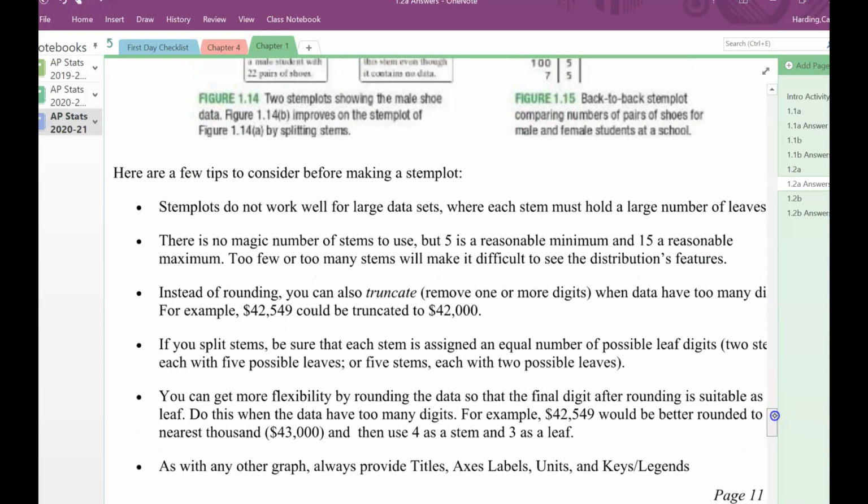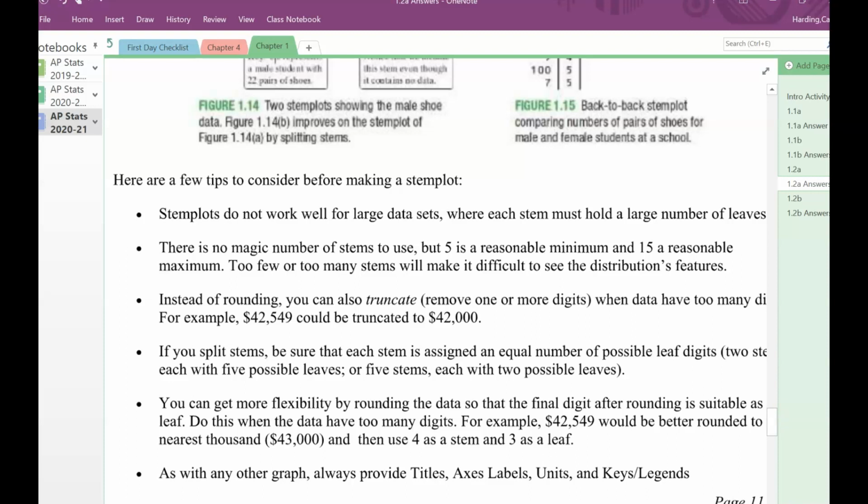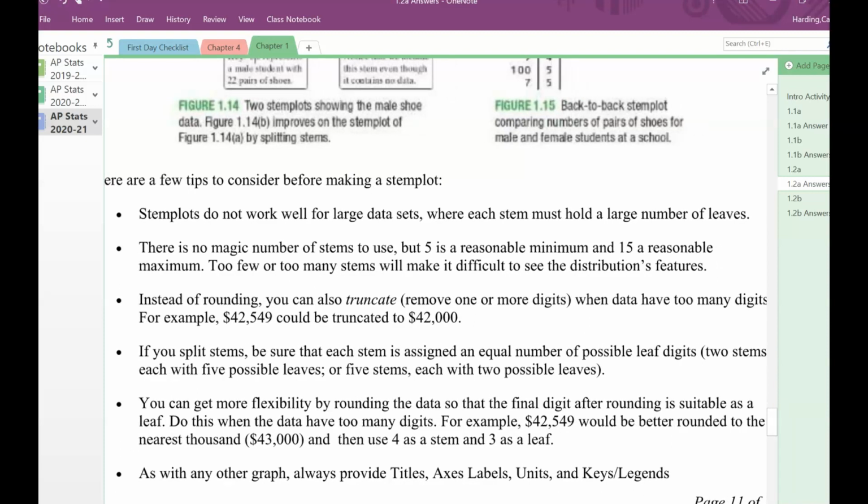At the bottom of the page, there's just a few tips for making good stem plots. It says stem plots do not work well for large sets where each stem must hold a large number of leaves. We talked about that. There's no magic number of stems to use, but 5 is a reasonable minimum, 15 is a reasonable maximum. So if you start to get too many or too few, you might want to adjust how you're setting up your stem plot. One thing that you can do is use very large numbers in a stem plot, and you can just truncate or round the number. In the example there, $42,549 could just be truncated to 42,000, making it a little bit easier to put into the stem plot.